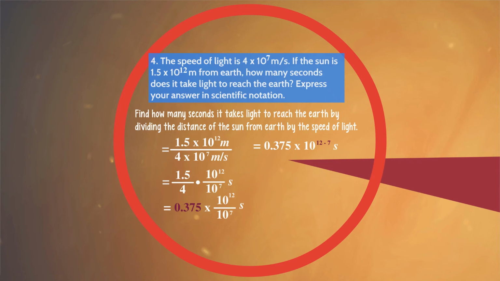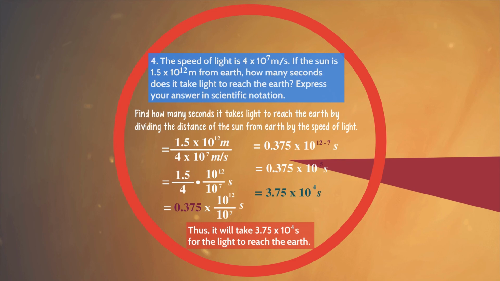Remember, when the expression is in fraction form and we are dividing powers, it is always the exponent of the numerator minus the exponent of the denominator. 12 minus 7 is 5, so now we have 0.375 times 10 raised to the 5th power seconds. I'm sure that by now everyone knows what the final step is. That is to write the result in scientific notation. Doing so will give us the result 3.75 times 10 raised to the 4th power seconds. It's already in scientific notation, so that is our final answer. Thus, it will take 3.75 times 10 raised to the 4th power seconds for light to reach the Earth.